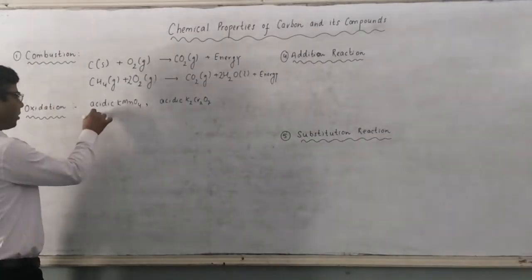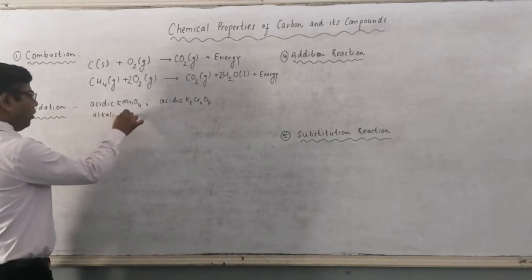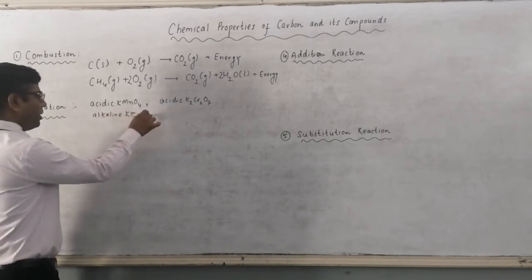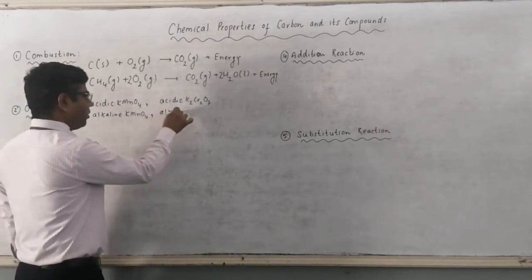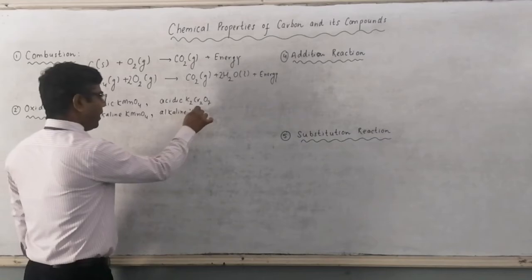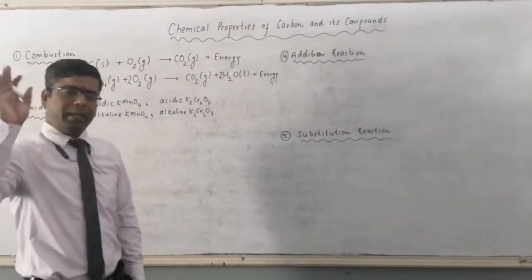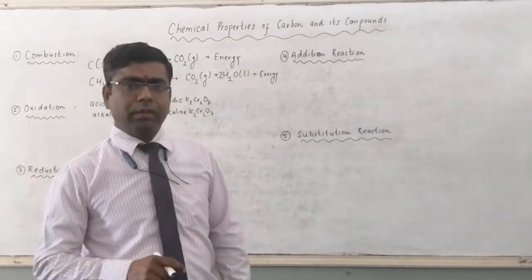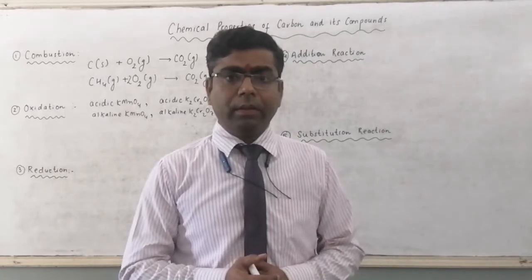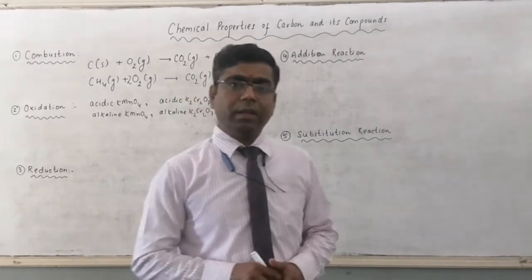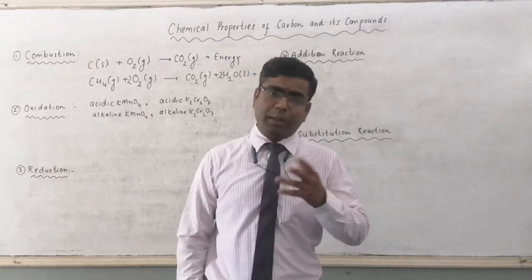We can use alkaline KMnO4, medium is changed, or we can use alkaline K2Cr2O7. There are many oxidizing agents, but here I have written only two because these are important. This substance can be used as an oxidizing agent. This substance will carry out oxidation of other substance.